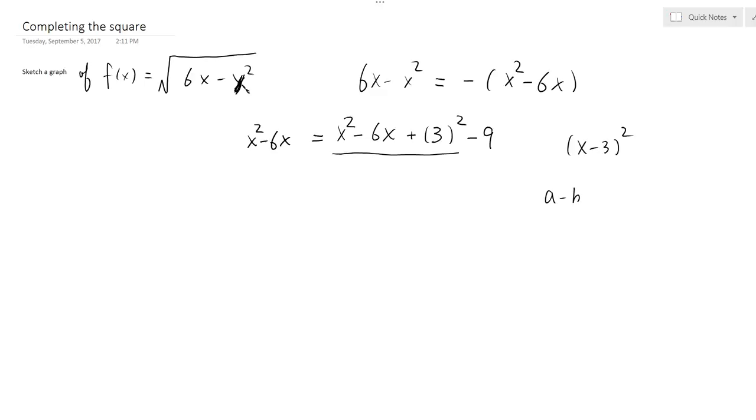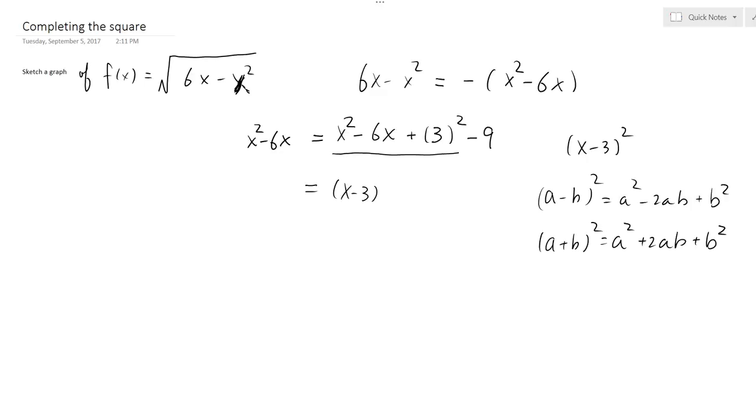If we have a minus b squared, then we have a squared minus 2ab plus b squared. If we have plus b over here, then we have a squared plus 2ab plus b squared. So the sign has to do with only the middle term, not the first or the last. So if we see this, then this is exactly x minus 3 squared minus 9. So from here, we see 6x minus x squared is exactly 9 minus x minus 3 squared.